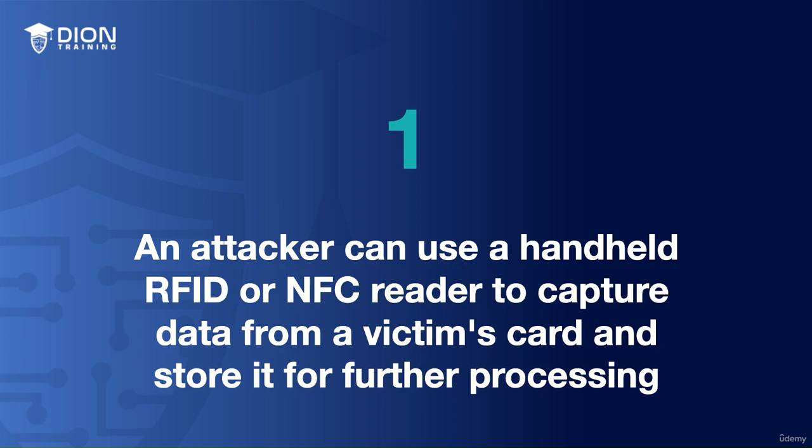An attacker can use a handheld RFID or NFC reader to capture the data from a victim's card and store it for further processing. This type of scanning can be done discreetly and often occurs without the access badge owner's knowledge. For example, an attacker might hide an access badge scanner in their backpack, and as they walk by an authorized individual while holding this concealed reader in their bag, they can then read the RFID or NFC data without needing physical contact with the authorized person's access badge.